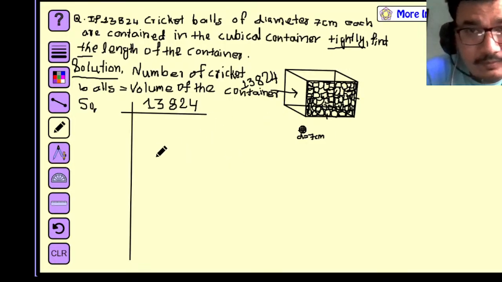Okay, children, see, its last digit is an even number. Let's try by 2. 2 6s are 12, but here is 13, 1 remainder. Here goes 1. Then 2 9s are 18. Then here 2 1s are 2, right? And 2 2s are 4.